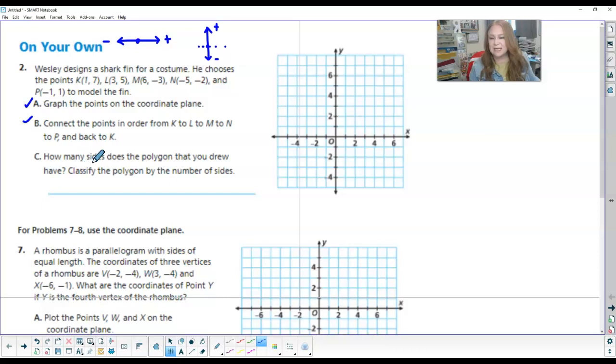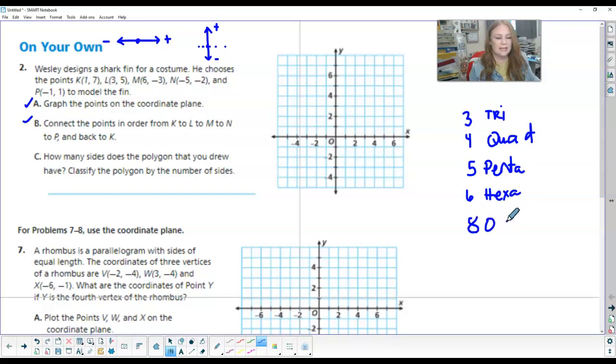So how many sides does this have? And then give it a name based on its sides. So remember, 3 sides makes a triangle. 4 sides makes a quadrilateral. 5 is a pentagon. 6 is a hexagon. And 8 is an octagon.